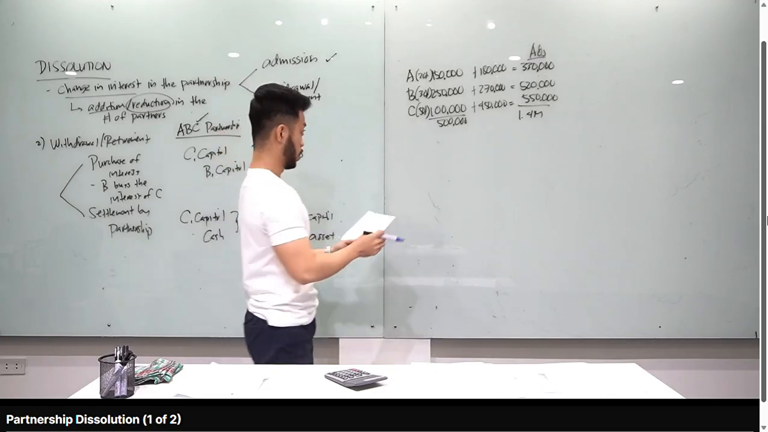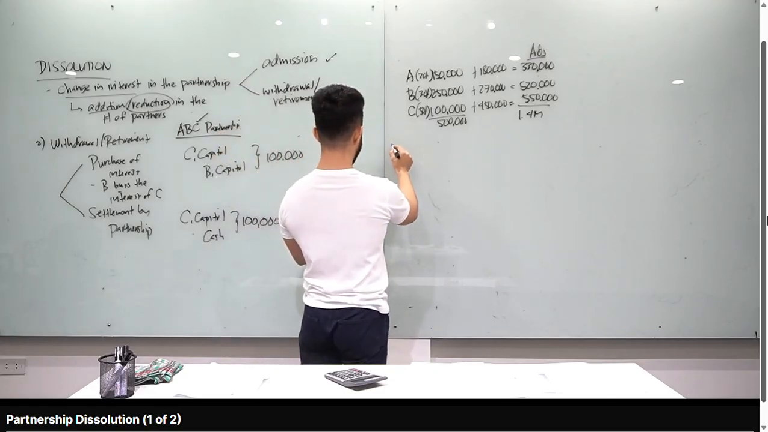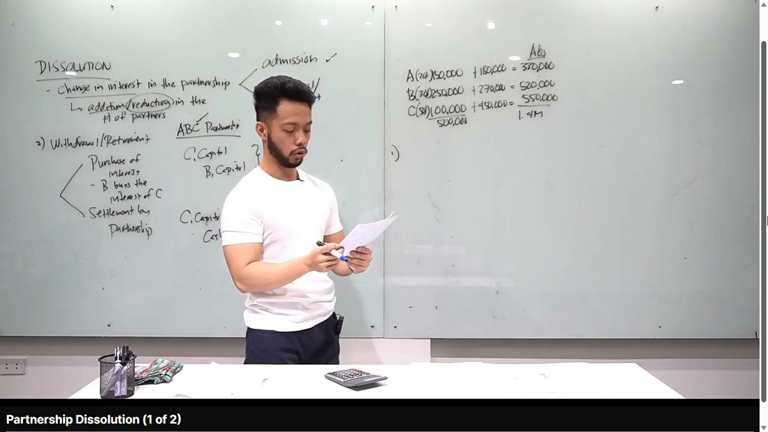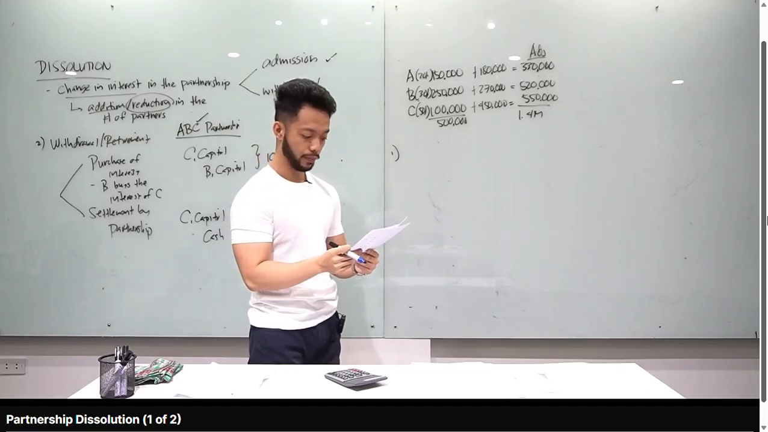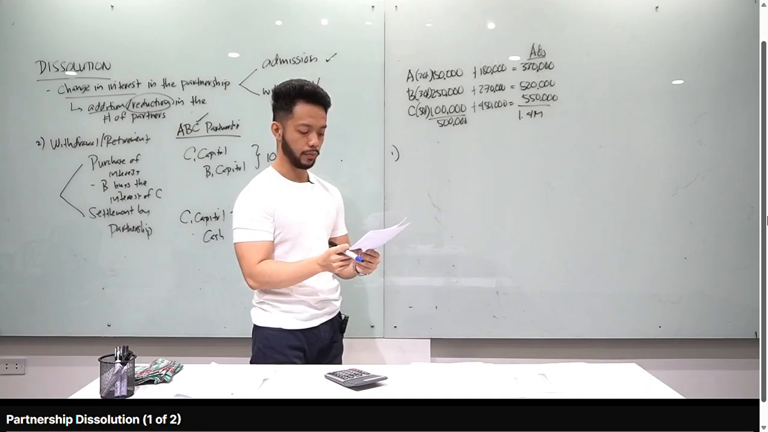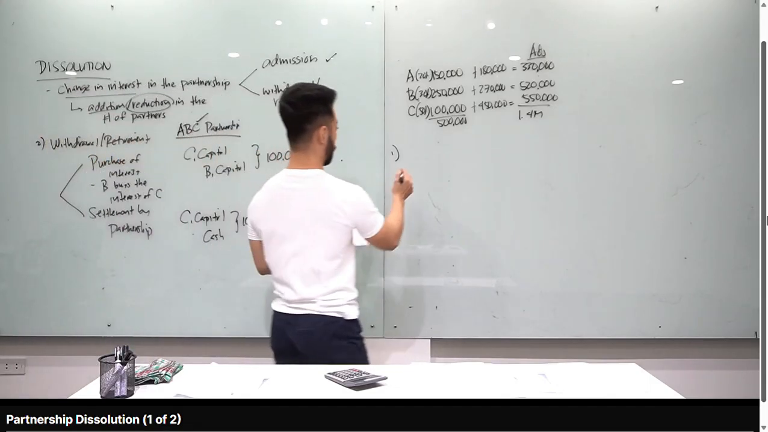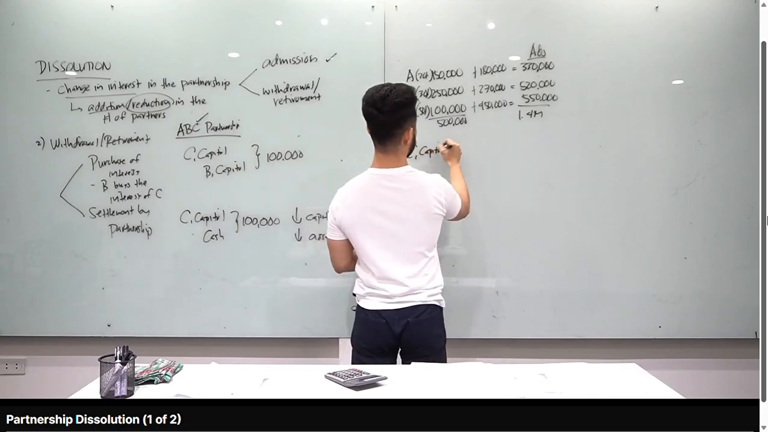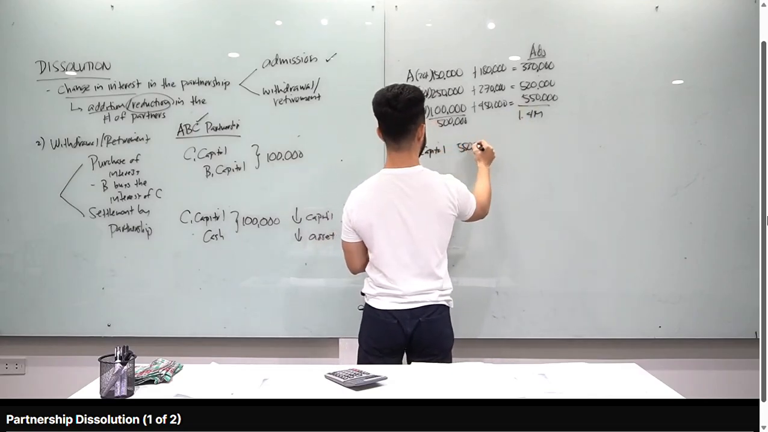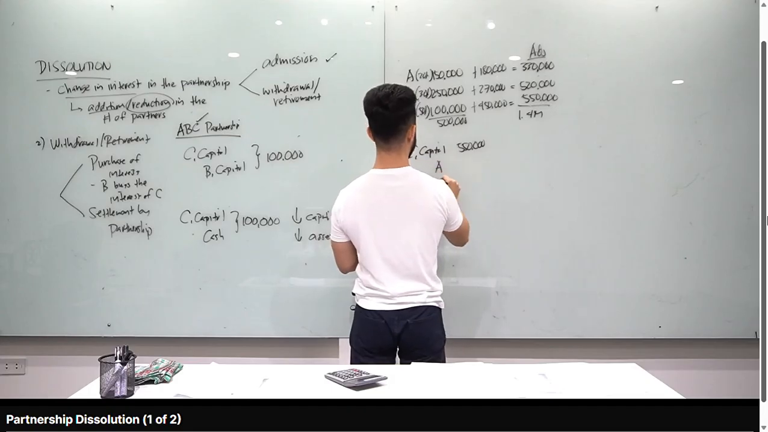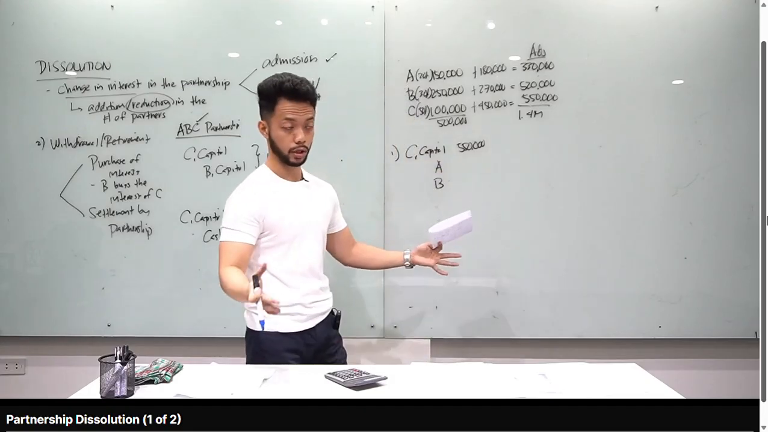Compute for the partners' adjusted capital balances under each of the following scenarios. Scenario 1. On July 1, C withdrew from the partnership when he was bought out by his co-partners for 620,000 cash. The net assets of the firm as of this date approximate their fair values. Ito siya, purchase of interest. Alright, so ano yung entry natin dyan? Debit C capital. Ito na, 550 na. Okay, 550,000. Credit A capital, credit B capital. Walang credit cash ha, because purchase of interest yan.